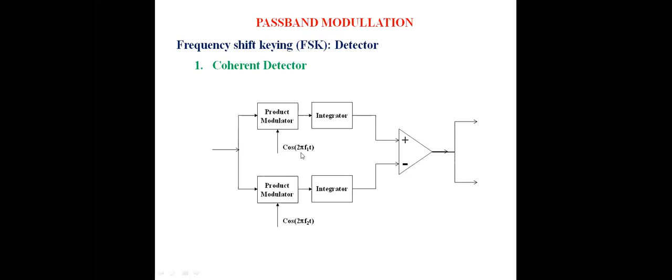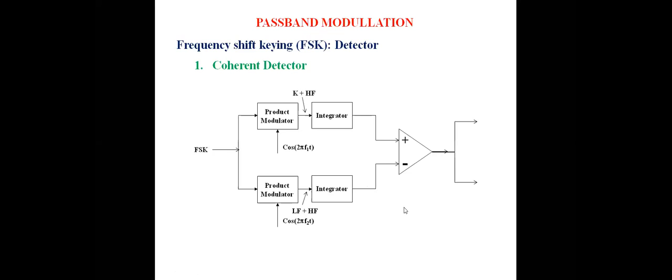Let me show the entire scheme. Let me illustrate the entire scheme pictorially. If input is FSK with F1, the output of the upper one is constant plus higher frequency term, and the output of the lower product modulator will be a difference frequency term and a sum frequency term. Both will be now here.